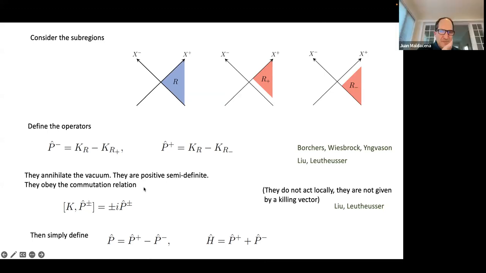And it turns out that one can argue that these operators are both positive semi-definite and that they obey these commutation relations. So they look a bit similar to P plus and P minus, but they are not exactly the same because there is no commutation relation between this guy and that guy. But then we can define formally these operators. This type of construction is an older construction, but it was recently discussed in this context by Liu and Leutheusser.